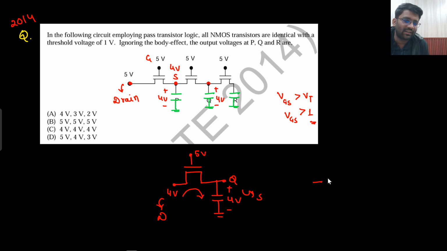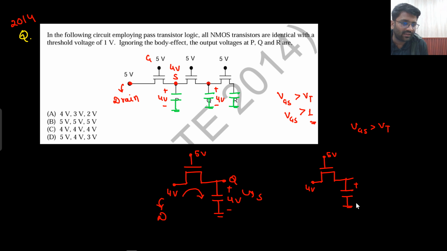Now let's analyze the last state. Last state, again the same. This is 5 volt, this is 4 volt. There you go. So what will this capacitor say? Sir, I will try to charge up to 4 volt, but I need to ask the gate: are you allowing me? The gate will say, yes, I am allowing you, until your VGS is greater than VT.